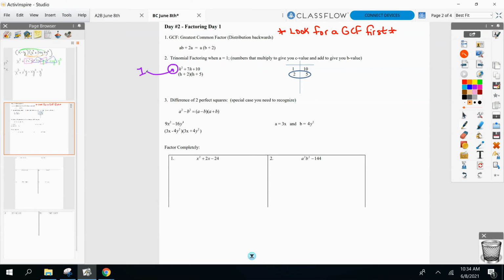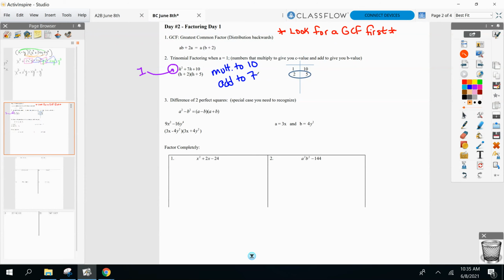So in problem 2, you would find 2 numbers that multiply to 10, but add to 7. Multiply to 10, add to 7. That can only be used if you have a trinomial with a 1 out in front. A trinomial with a 1 out in front.